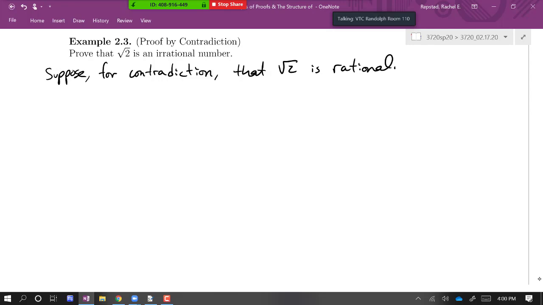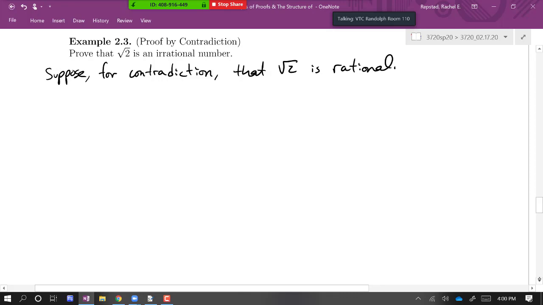So I just want to point out that when we start a proof by contradiction, we suppose that whatever we're trying to show isn't the case. But I'm also letting the reader know where I'm going. Let's suppose for contradiction, now the reader knows what to expect.